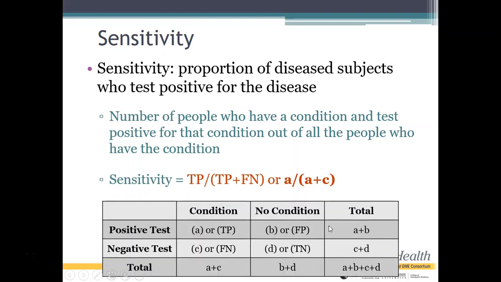So let's just look at this chart here, this 2x2 table. Sensitivity is talking about patients or subjects with the condition. So you only have to concern yourself right now with this column. And simply, if you have the condition and you test positive, that's your sensitivity, that's your true positive. So you want to know how many true positives over all people that have the condition. So sensitivity is A over A plus C.